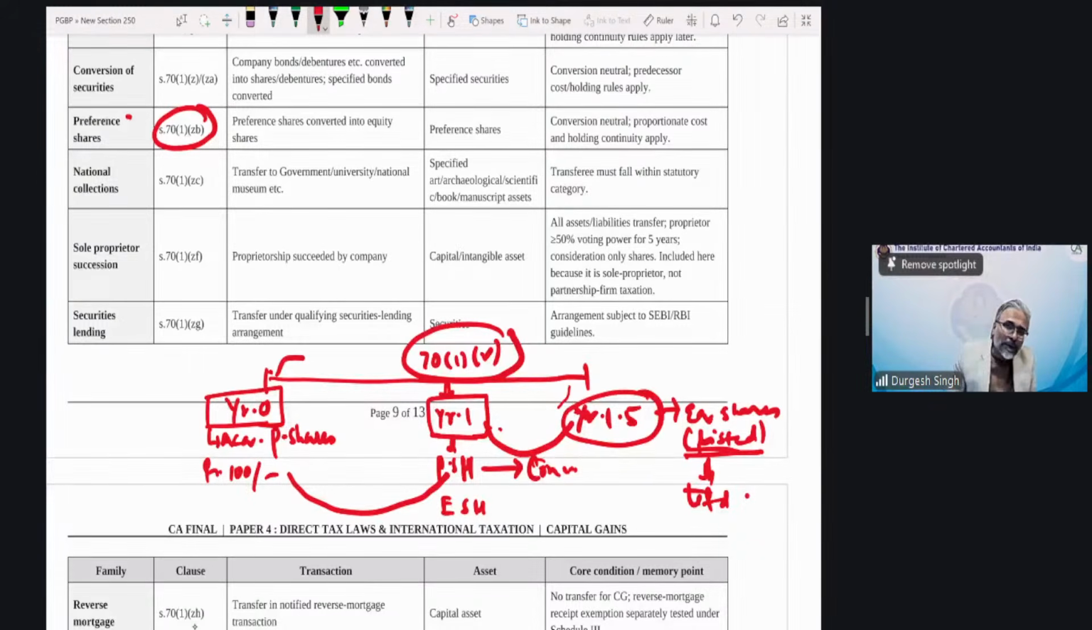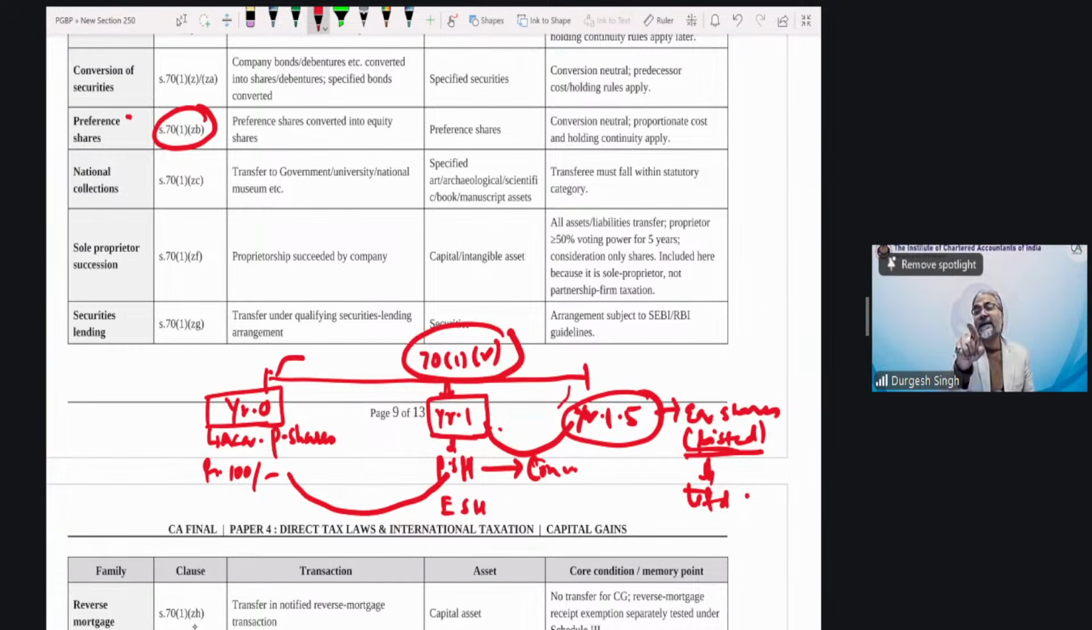This is such an important discussion, students. Do you know why? If supposedly you don't do this clubbing of period of holding, then what you will have is a short term capital asset. And if it is a short term capital asset, you will have short term capital gains, and then you will tax at under section, which section? 196. 196, 20%. The short term.